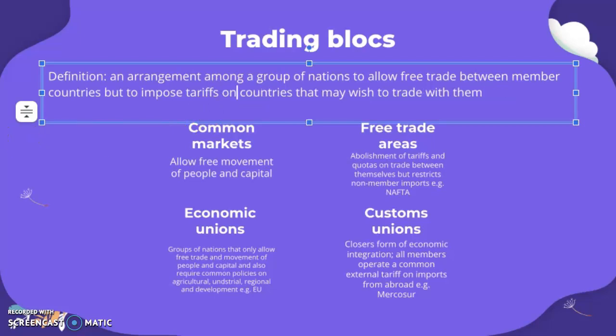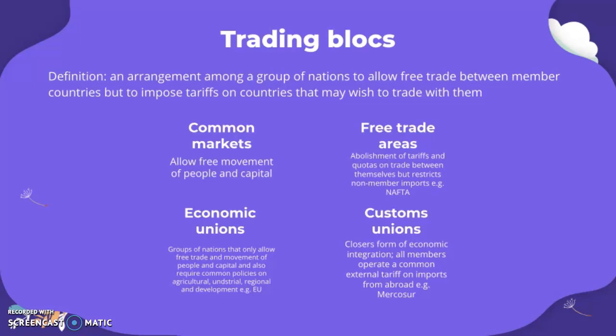Okay, so these are types of trading blocs and integration methods that exist. There are common markets, which allow free movement of people and capital, and free trade areas, which abolish tariffs and quotas on trade between themselves, but restrict non-member imports, such as NAFTA.